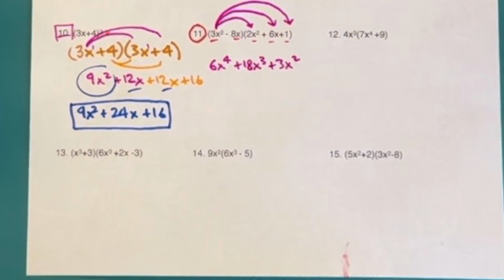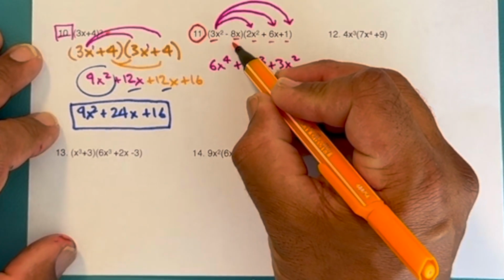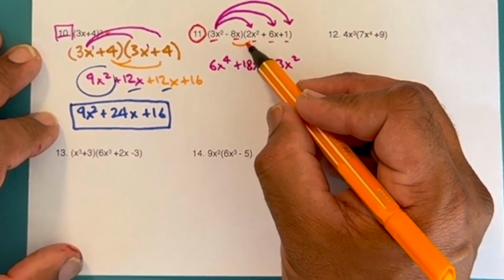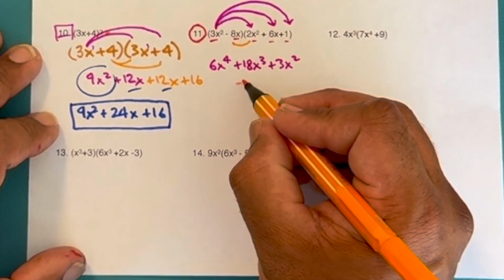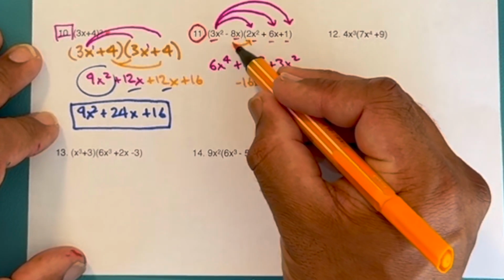Now let me be strategic on this one. I'm going to write it in a slightly different way than I did the previous ones. I've got negative x squared, because I'm running out of room. Negative x times 2x squared is negative 16x to the third. This guy's going to battle everybody.